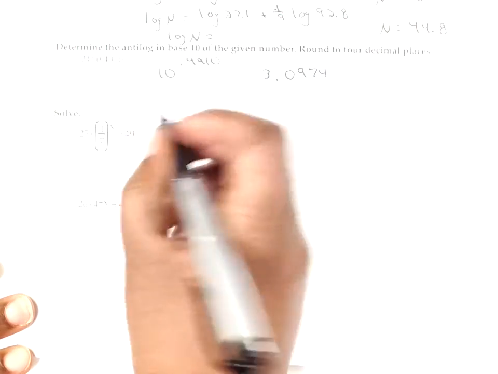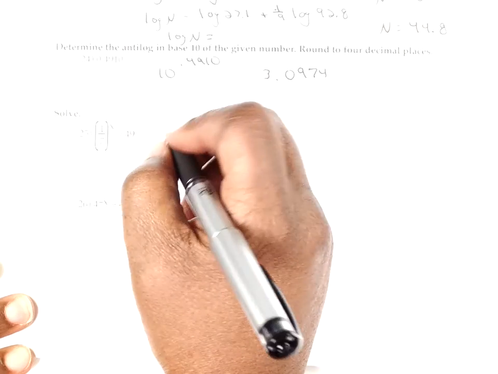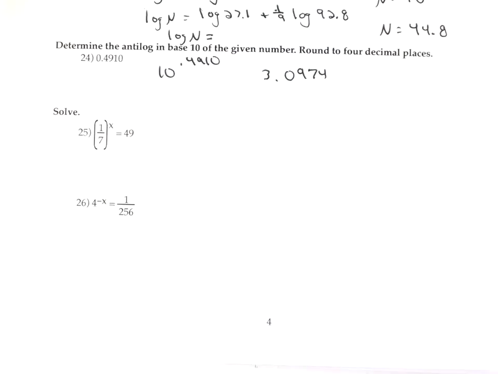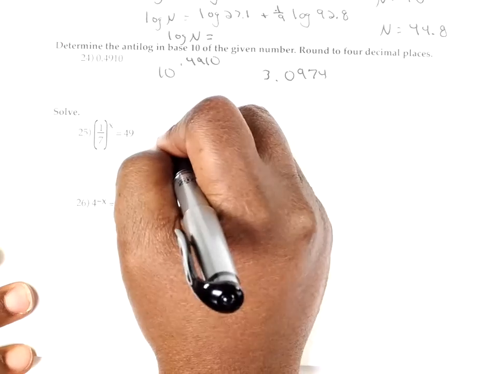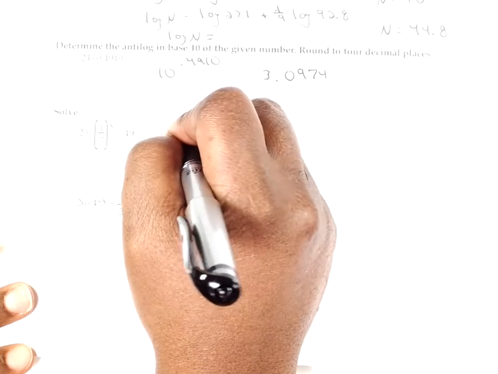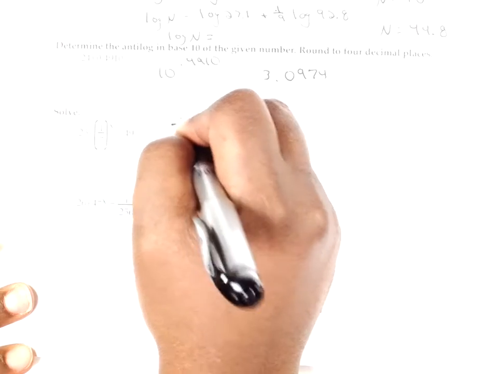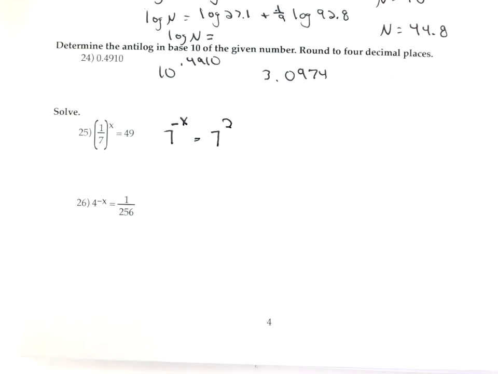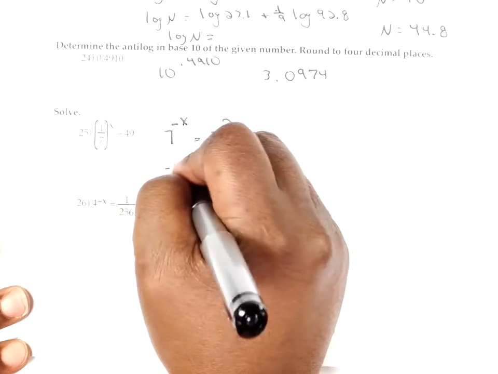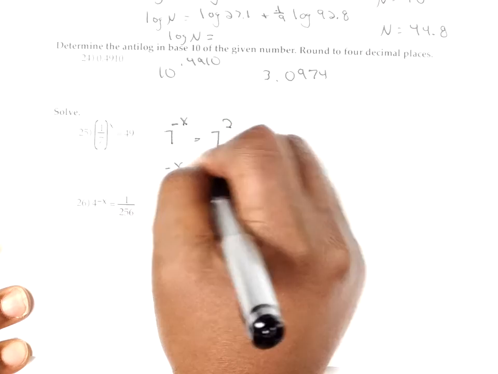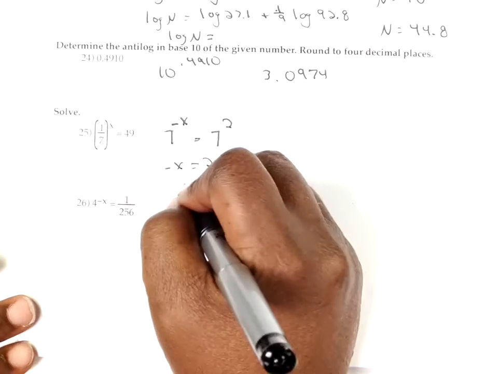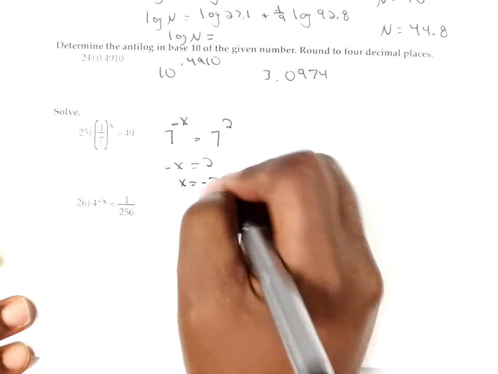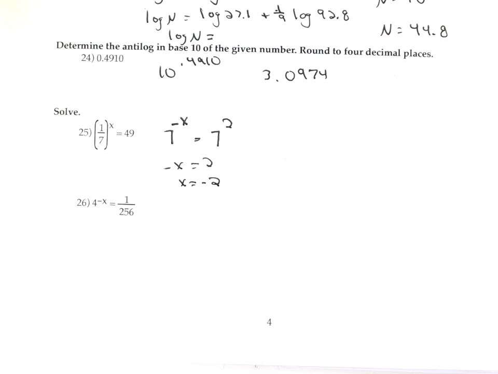So this first one, I can actually redo it without taking logarithms because I can get the bases the same. I'm going to rewrite 1/7 as 7 to the negative 1 power. And that negative 1 would multiply with the x, so we end up with 7 to the negative x. And then 49 is 7 squared. So negative x is equal to 2 because the bases are the same. Their exponents have to be the same. So x equals negative 2 is the solution for that.